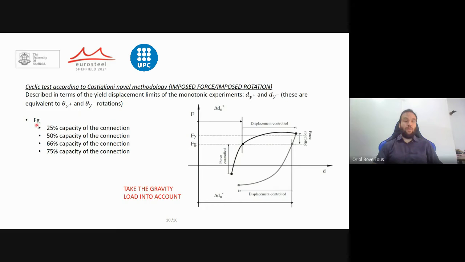Well, the value of this vertical force is taken in terms of a percentage of the capacity of the connection: 25, 50, 66, 75, never 100%. And all the values taken from these 4 tests are then analyzed.